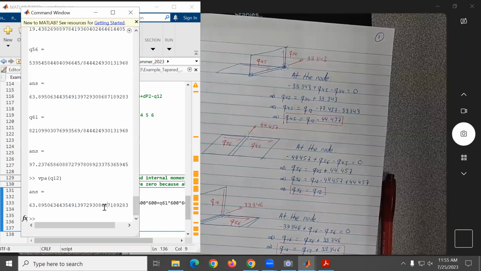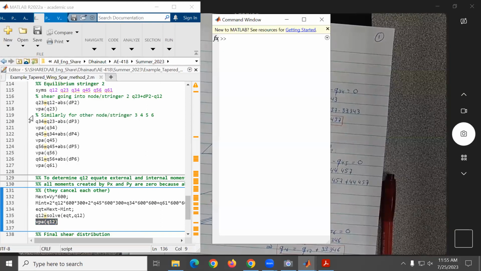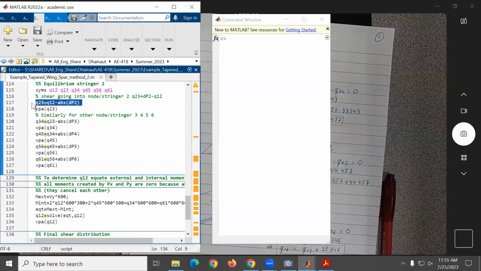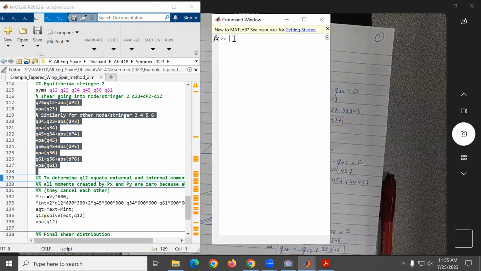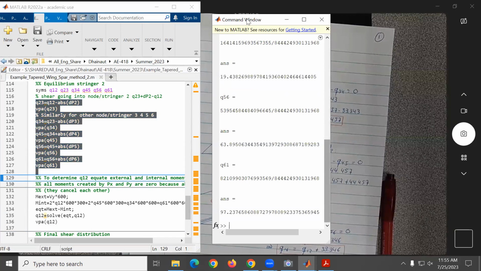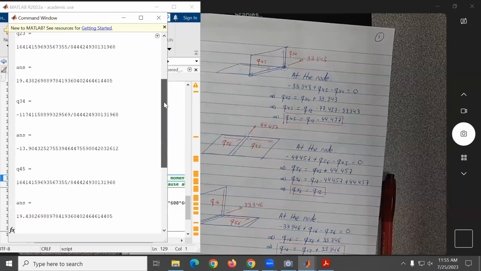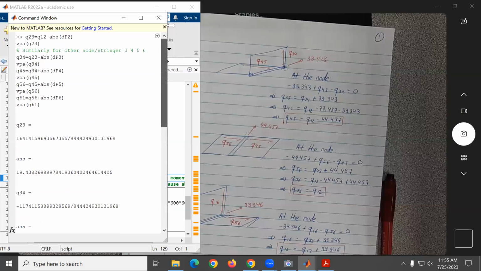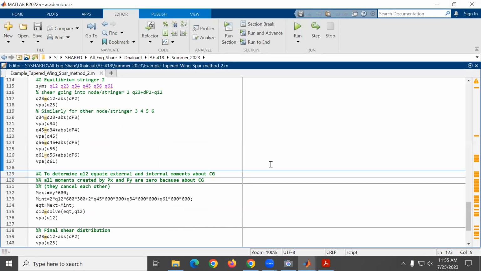Let me do something here. CLC. It might be easier to do this. That's why maybe doing sections might be better. I don't know if that's better or not. Oh no, because I already put the value. Okay. Let me do something if you don't mind.